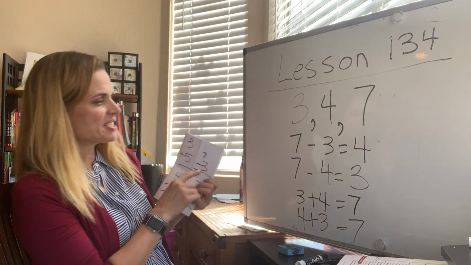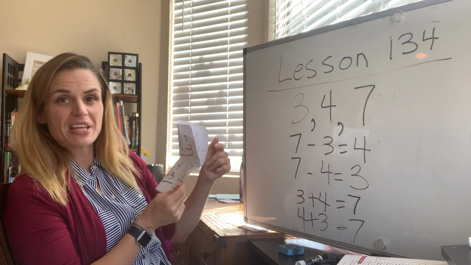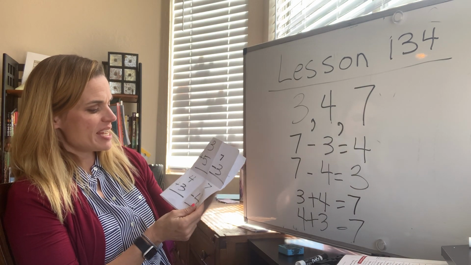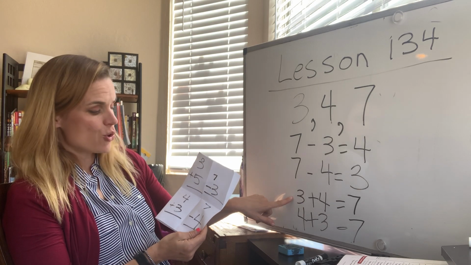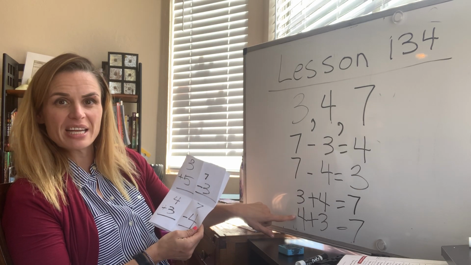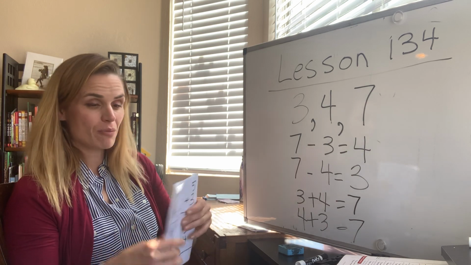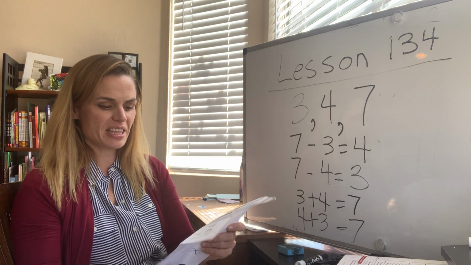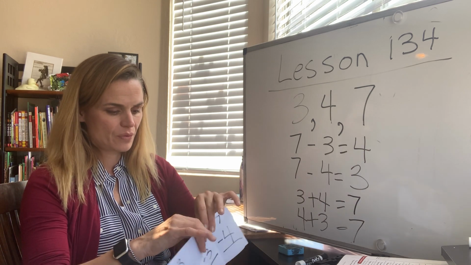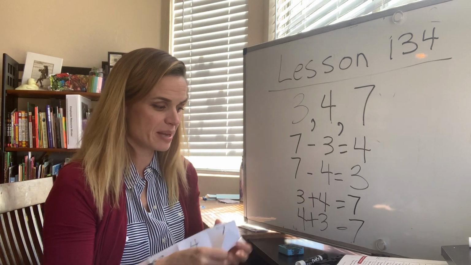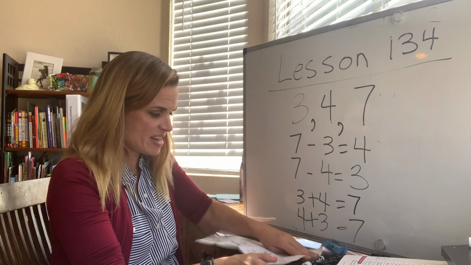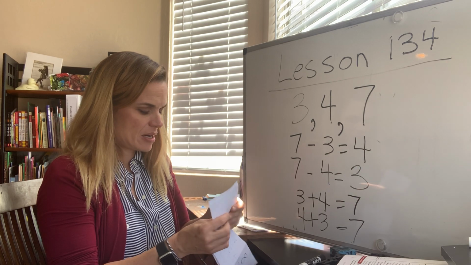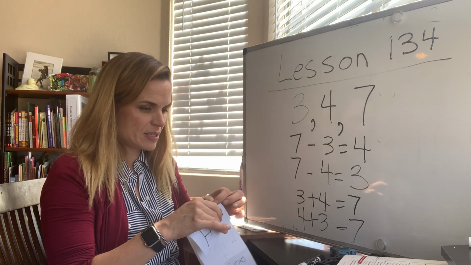So 7 minus 3, and you put the answer on the back, it's going to be 4. 7 minus 4 equals 3. 3 plus 4, and 4 plus 3 equals 7. Right, write those on there. Then you are going to cut them out and put them with the other fact cards you made.